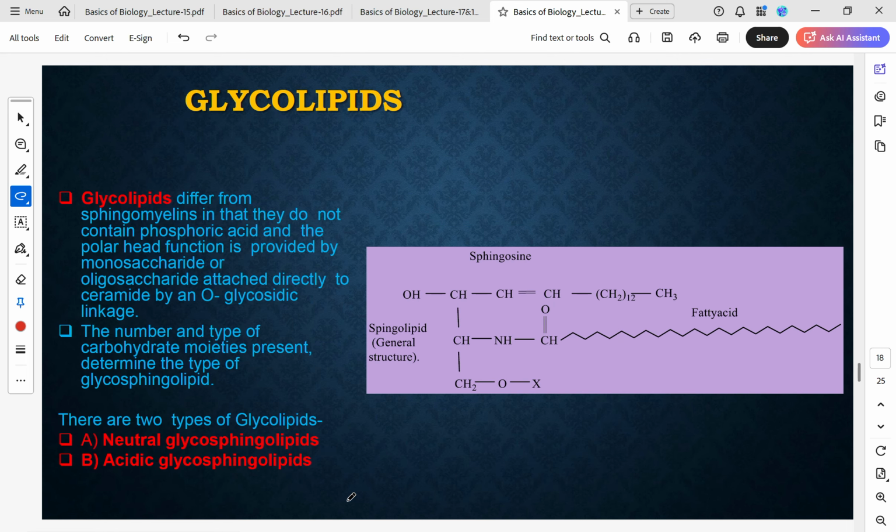So, coming to the next type, glycolipids, which differ from sphingomyelins in the way that they don't contain phosphoric acid, and the polar head function is provided by a monosaccharide or oligosaccharide attached directly by an O-glycosidic linkage. The number and type of carbohydrate moieties determine what type of glycosphingolipid it is. And depending on the charge on the molecule, it can be neutral or acidic in nature.